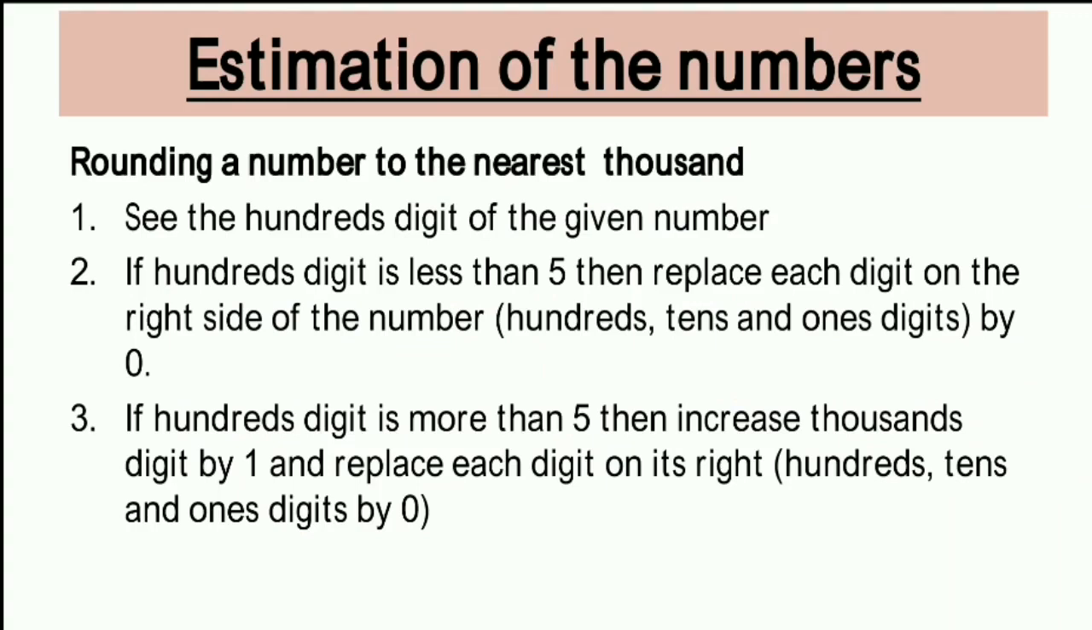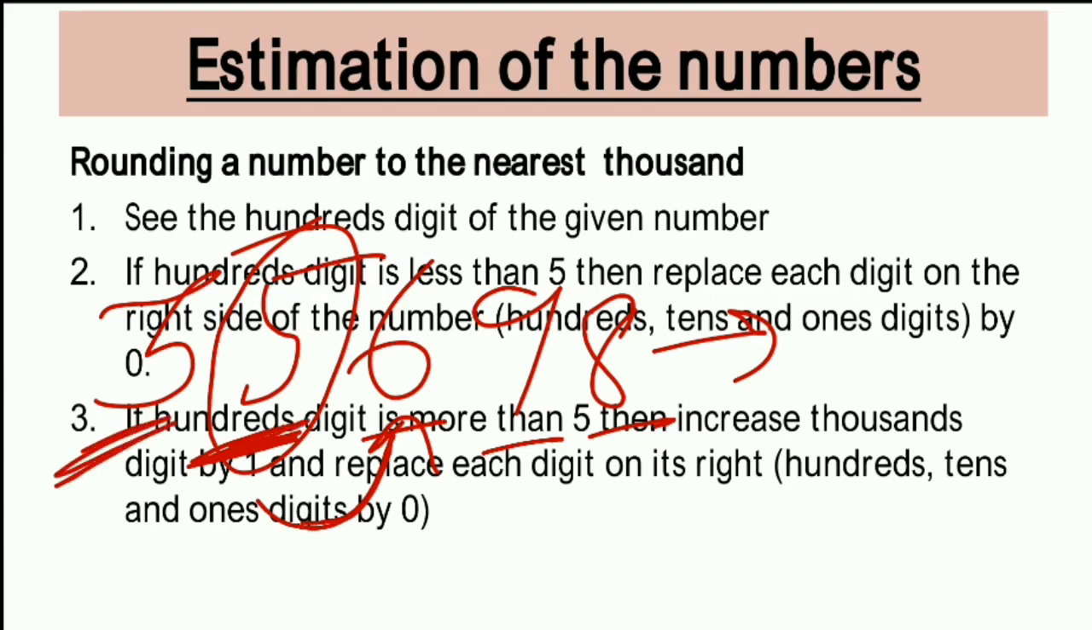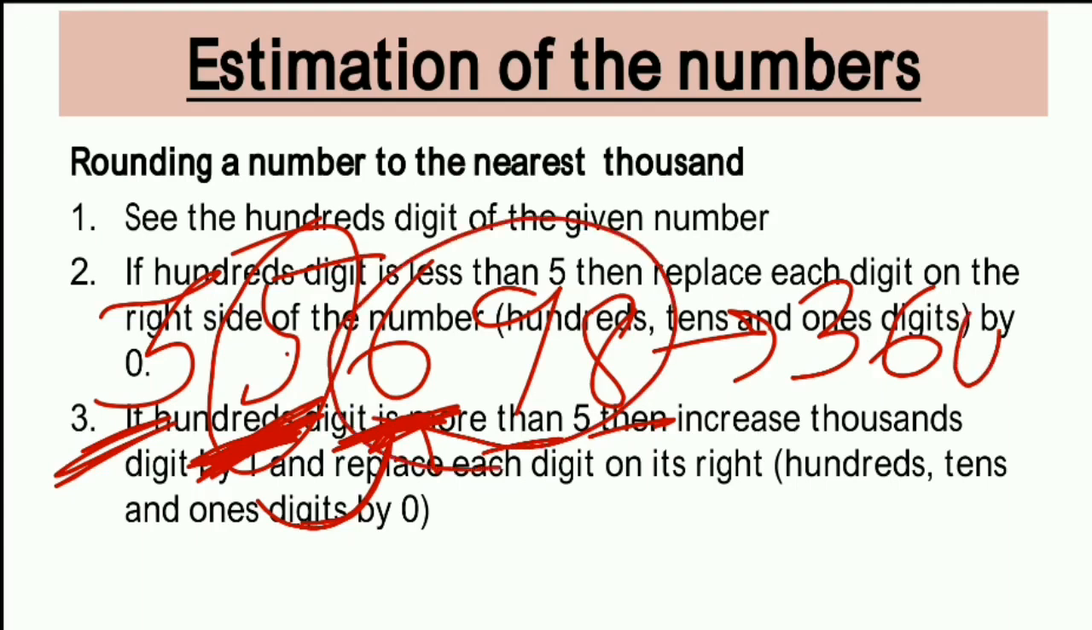Let me take another example. Suppose 3, 5, 6, 9, 8 is the number you have to round to the nearest 1000. Ones, tens, hundreds, thousands. This is the thousands place, and just before that, at the hundreds place, 6 is there. Obviously it is greater than 5, so 1 will be added to the 5 in the thousands place. So it will be 3, then 5 plus 1 is 6, and the rest will be replaced by 0, so 0, 0, 0. This is the estimated value when we round 35,698 to the nearest 1000. I hope you understood.